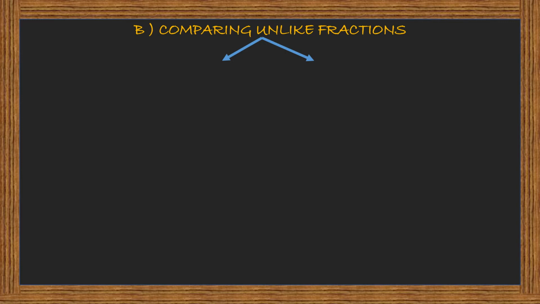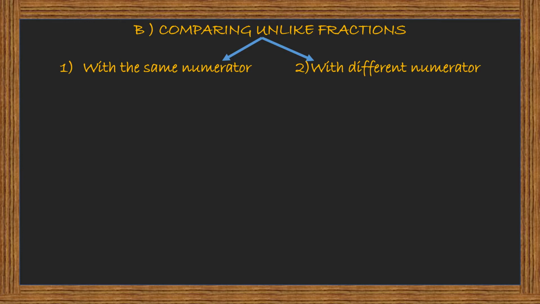Comparing unlike fractions. Can you see this arrow? There are two parts of comparing unlike fractions. Which are these two parts? Comparing unlike fractions with the same numerator, and then comparing unlike fractions with different denominators. What if the numerator is the same and what if they are different? Okay, so let's take the first type with the same numerator.